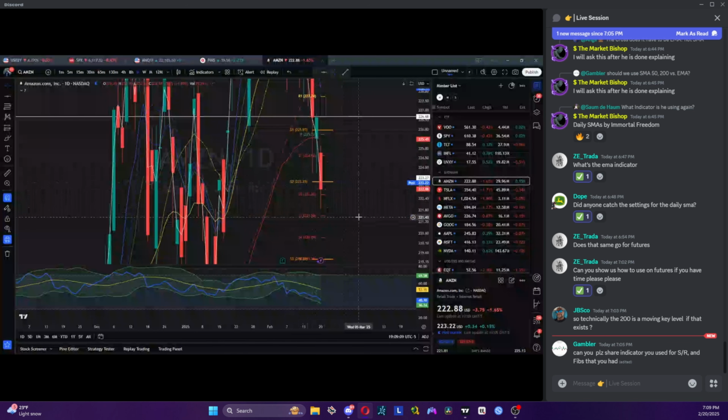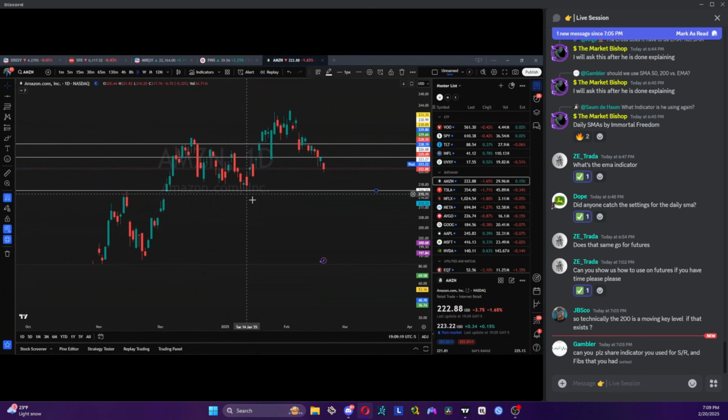In my opinion, I think we're going to go for 216 because there's nothing really stopping me from going to 216. Am I going to use maybe this little level here? Maybe, yeah, 220. But this is really the area that I want to see. There's a little gap to fill to the downside. I don't want to be bullish here. Oh, there could be a falling wedge on the daily.